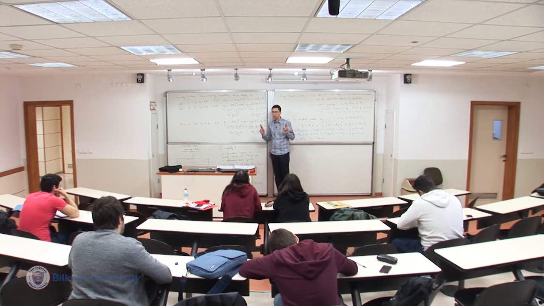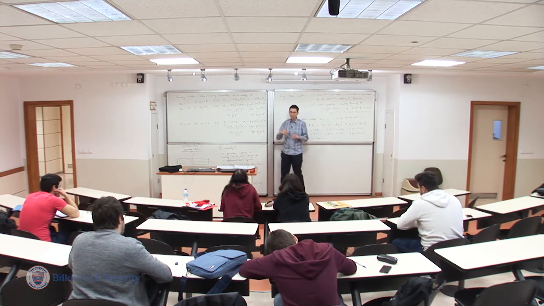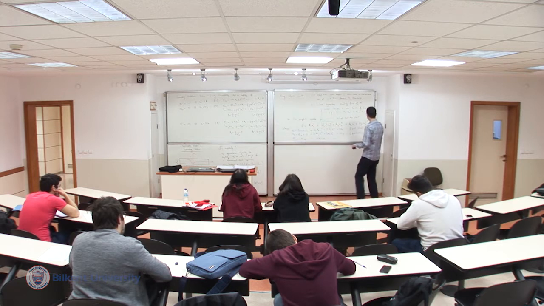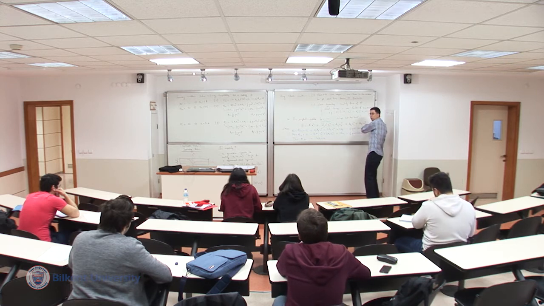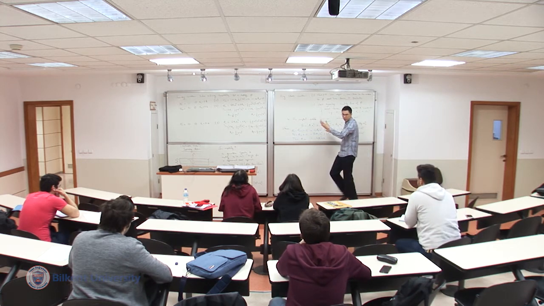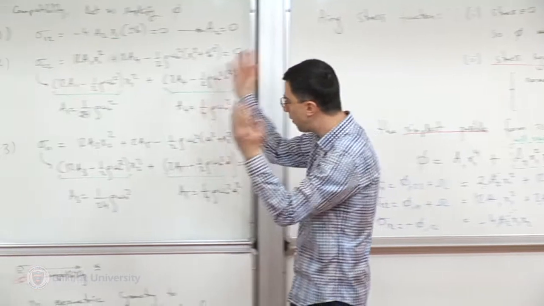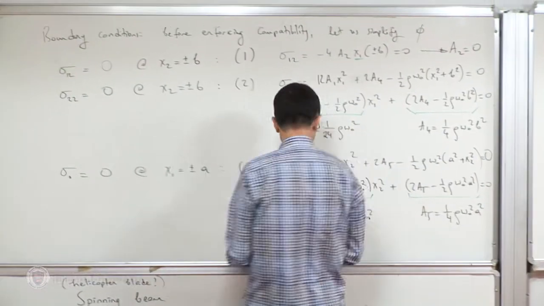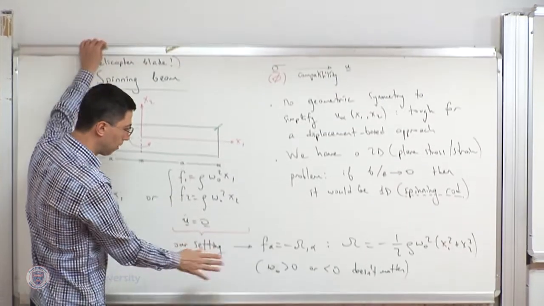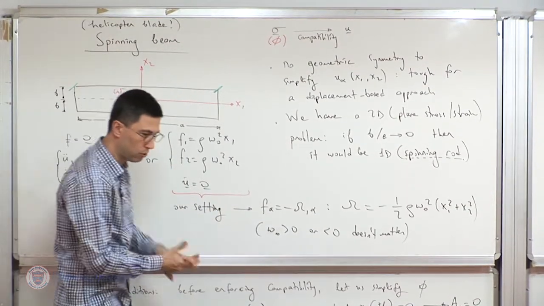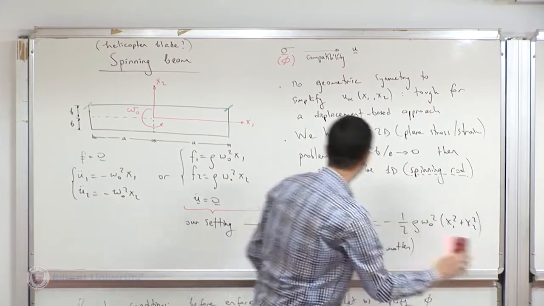So now I need to cross my fingers and hope that compatibility is satisfied, because that was supposed to be an additional constraint, right? If there was, let's say, an A6 term, then I would be able to find A6 by enforcing compatibility. But now I have everything, right? So let's see now if compatibility is satisfied. I am going to erase this board, because I'd like everything else to remain at this point. If I can keep them, I'll try.